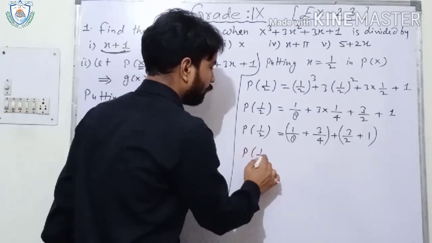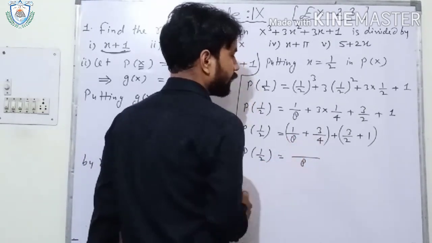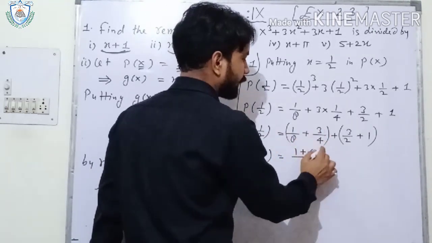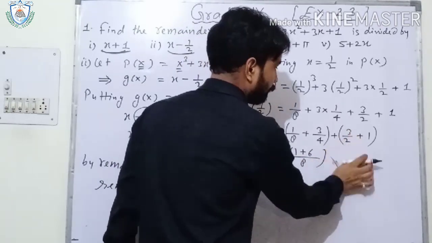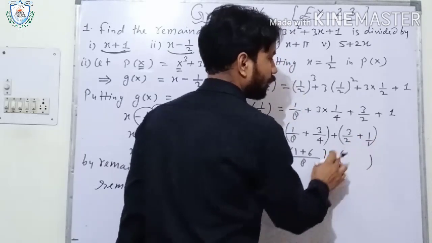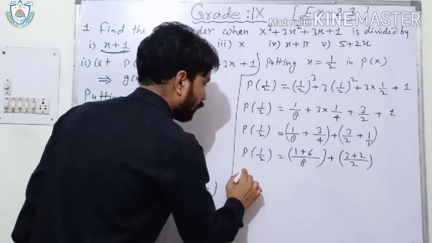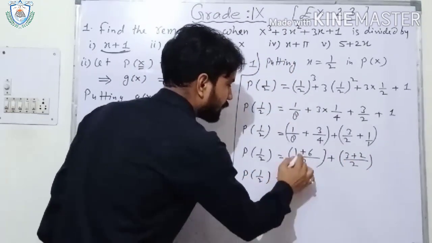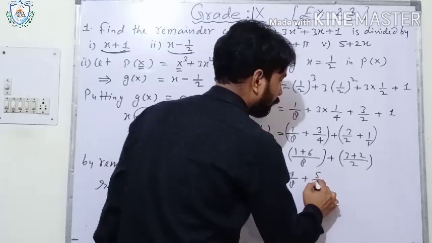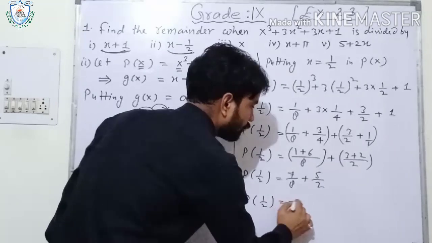So P of 1 by 2. Beta, take the LCM here, of 8 and 4. LCM is 8. So 8 ones are 8, so 1 into 1. 4 twos are 8, so 2 threes are 6. Plus, we have to take the LCM of 2. So 3 plus 2. Now P of 1 by 2, that is 7 upon 8 plus 3 plus 2, 5 upon 2.